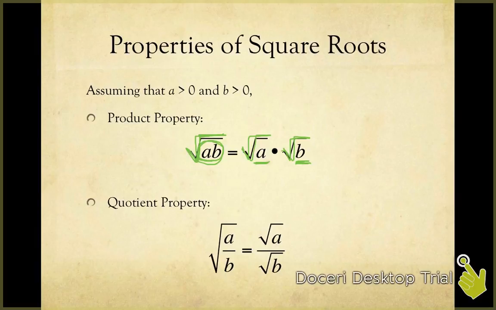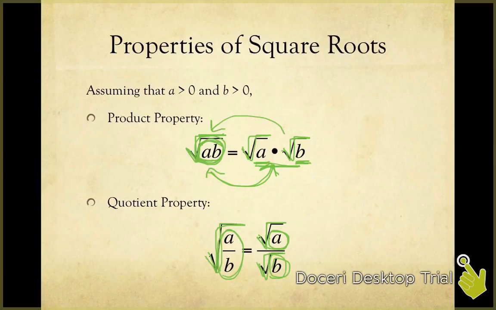We can also do the same thing with quotients. If we're taking the square root of a quotient, which in this case looks like a fraction, we can split that up to take the square root of the top and divide it by the square root of the bottom. And keep in mind, these properties can go either way. So I can start out with a product and split it up, or I can start out with two things being separate and put them together. And same with quotient. I can start out with the quotient being square rooted and then split them up, or I can have them split up and put them together. It works both ways.